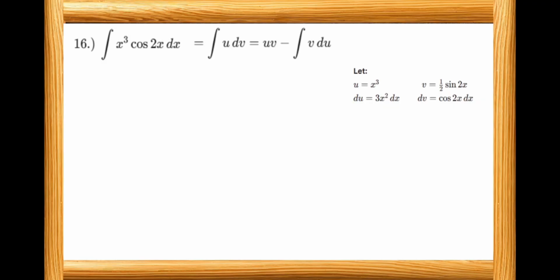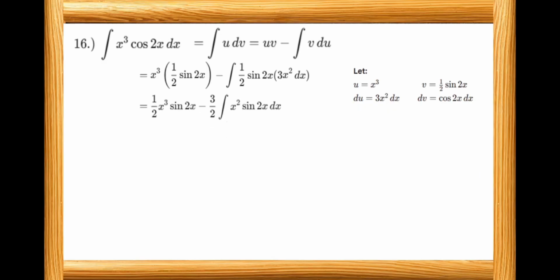In step 2 we need to define our first set of variables. Our u equals x cubed, du equals 3x squared dx, our dv equals cosine 2x dx, and our v equals 1/2 sine 2x. In step 3 we need to substitute the values into the formula. So we have x cubed times 1/2 sine of 2x minus the integral of 1/2 sine of 2x times 3x squared dx. In step 4, since we have the constants 1/2 and 3 within the integrand, by multiplying these values we get a product of 3/2.